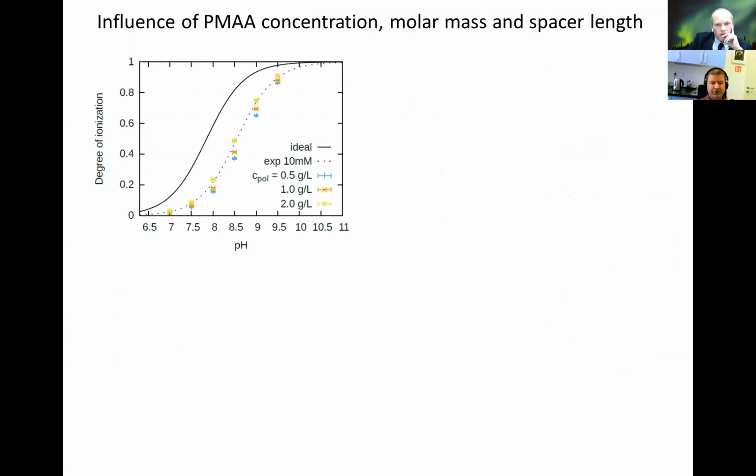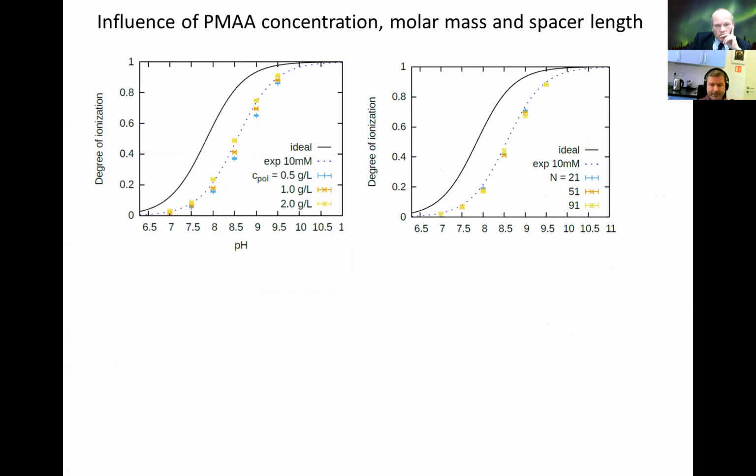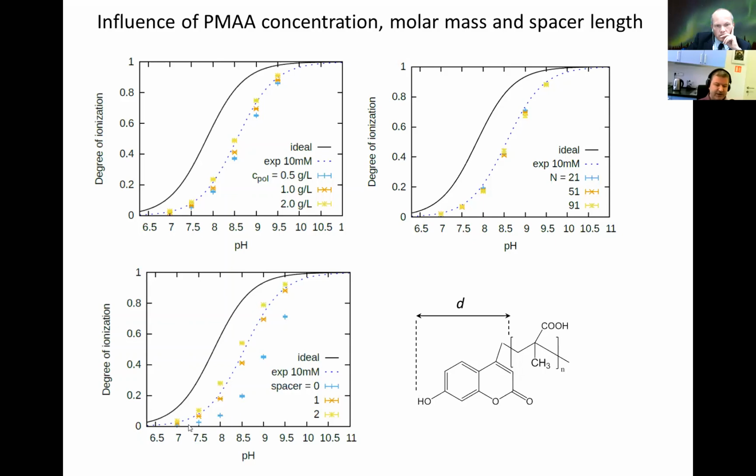So from the simulation, what affects the results most is not the polymer concentration. You can see that the curves do not change with polymer concentration very much. The degree of ionization is also not affecting the results that much. But what really does affect the results, you can see the significant shifts in the titration curves, is the distance of this OH group from the rest of the polymer chain.